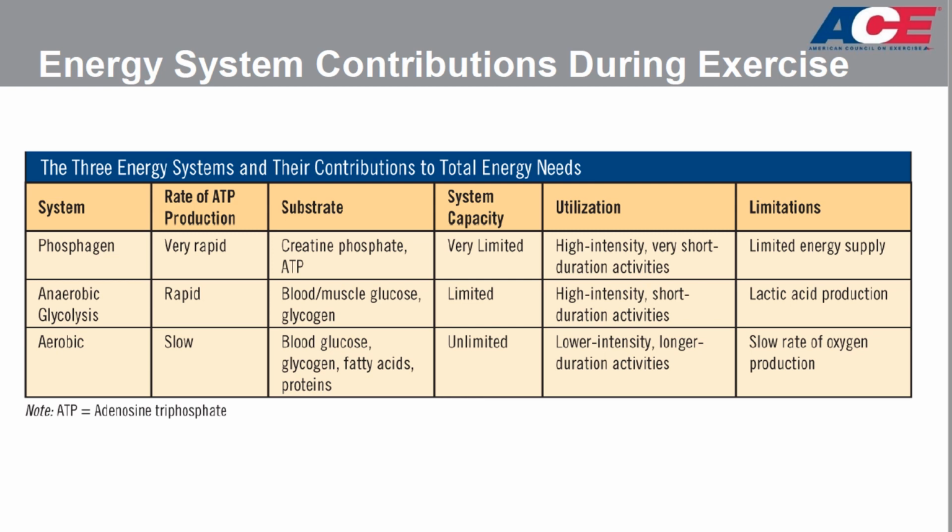The relative contribution of each energy system during exercise varies depending on the intensity and duration of the activity. In short, high-intensity, short-duration activities rely heavily on the phosphagen system. Moderate intensity activities involve a mix of phosphagen and glycolytic systems, and long-duration, lower-intensity activities primarily depend on the oxidative system. It's important to note that all three energy systems are interrelated and work together to provide energy during exercise, albeit to different extents based on the specific demands of the activity.